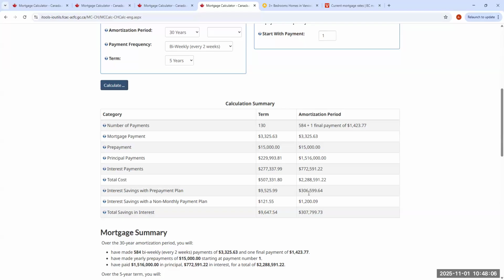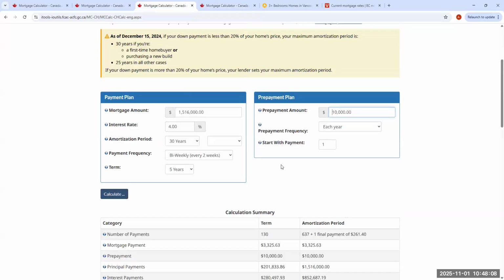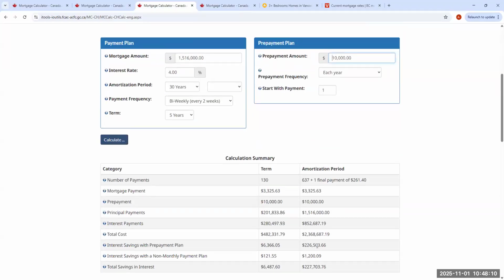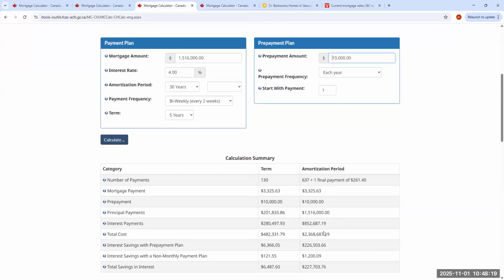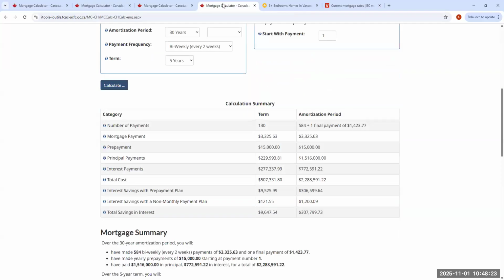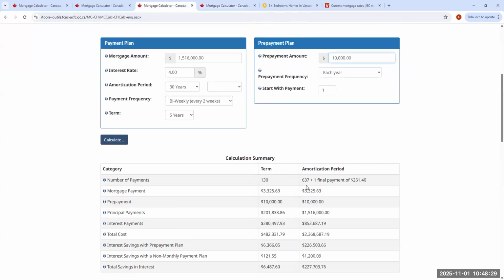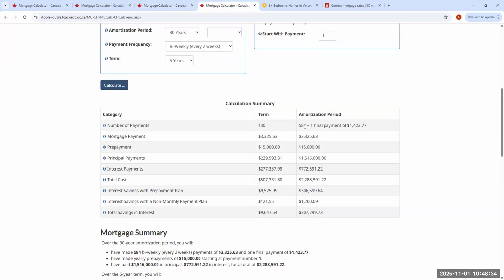If you save 5,000 more, in here your saving is 226. If you add another 5,000 in your prepayments, you're gonna save 306,000. So your saving is higher, $80,000. $80,000 you just save like that. Obviously, your payments instead of 637, it's gonna go down to 584.